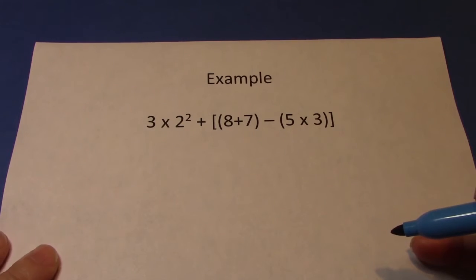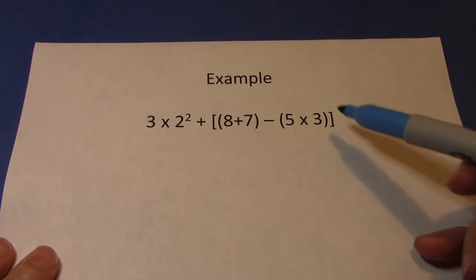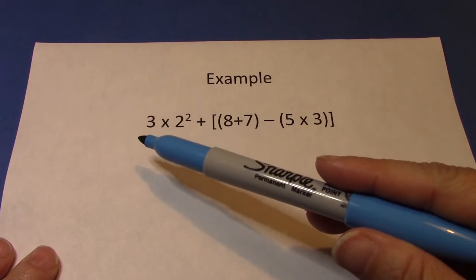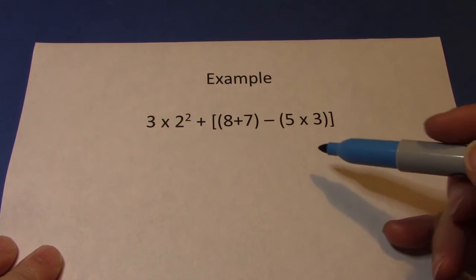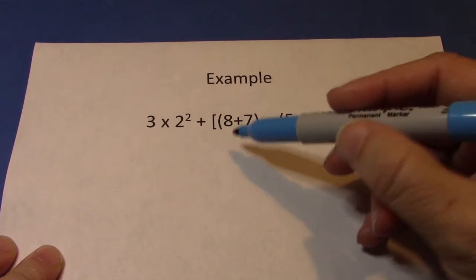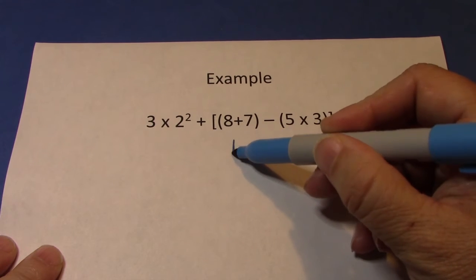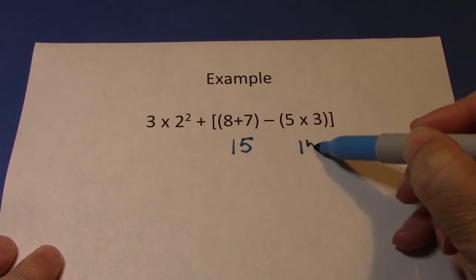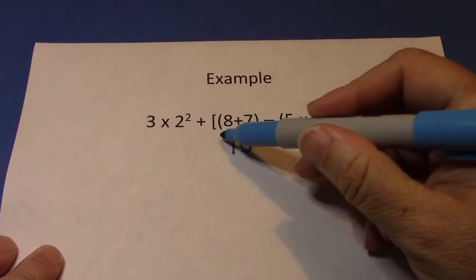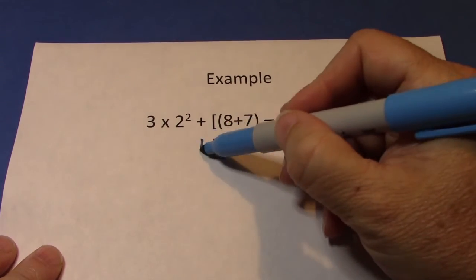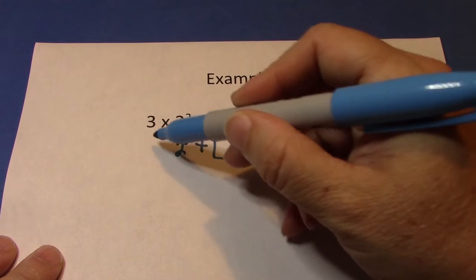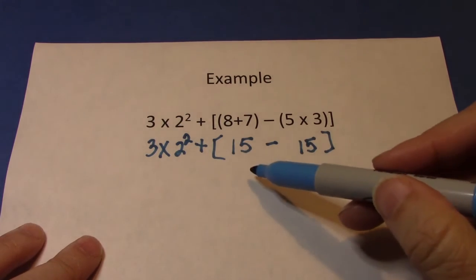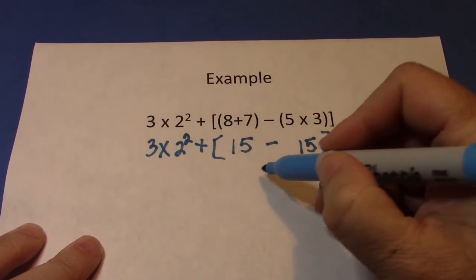Here's another example that has two sets of parentheses inside a bigger set of parentheses. There's an exponent here and some multiplication. So let's start with the inner parentheses. We'll start with this. 8 plus 7 is 15. Write it right below there. 5 times 3, 15. Okay. So remember to bring down everything, including the signs. Okay. Now we still have parentheses, so 15 minus 15, that's 0.